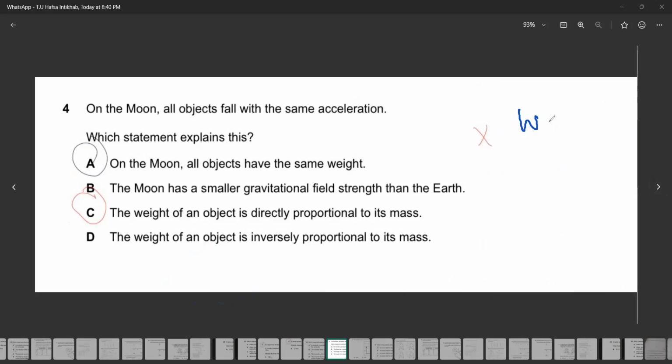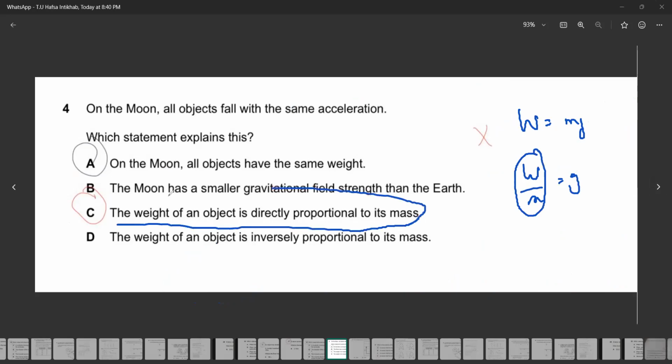So simply W equals mg, or W divided by m is equal to g. When two quantities are directly proportional, the ratio is constant. That's why C is the right answer.